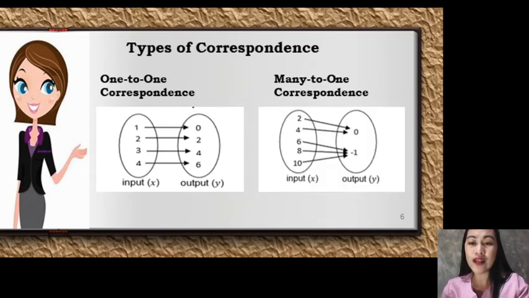The next type is many-to-one correspondence. In many-to-one correspondence, two or more elements of the input are paired with the same element in the output. This is an example of many-to-one correspondence. These two types of correspondence are examples of functions.